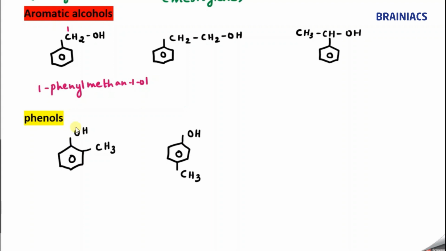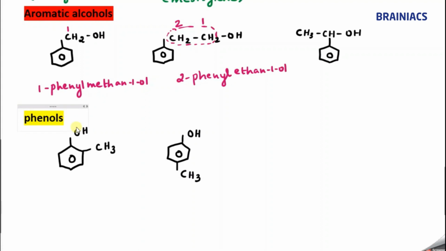Now coming to this one, this is my principal chain. Now name it. Here this is 1, this is 2. So what is the name of this compound? 2-phenyl, correct, 2-phenyl ethane 1-ol, or 2-phenyl ethanol, that is the IUPAC name of this compound.